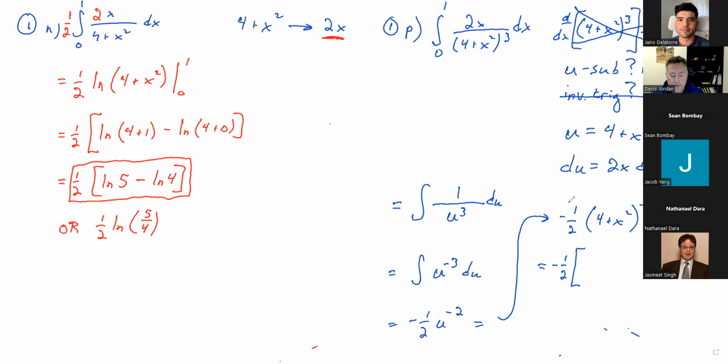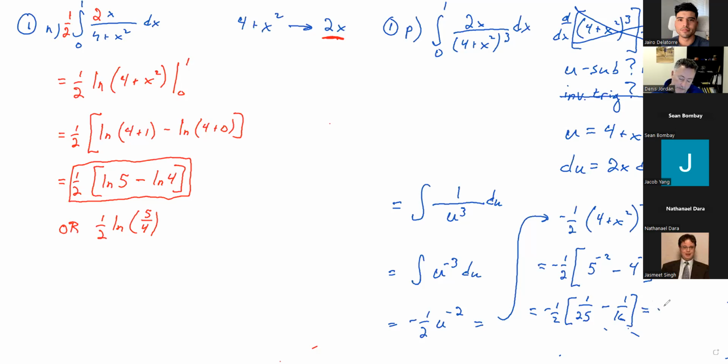Okay, so this -1/2, I'm going to leave it out front. So I'm going to plug in the 1. So that'll be 5 to the -2. Plug in the 0. So 4 to the -2. So wow, we have a fun time with that. So that becomes 1/25 minus 1/16.